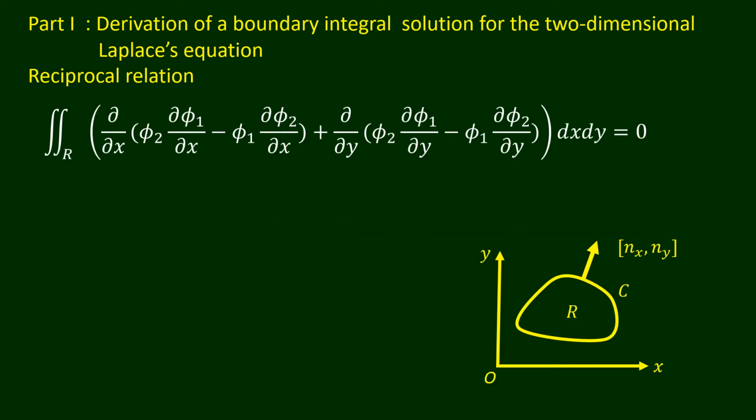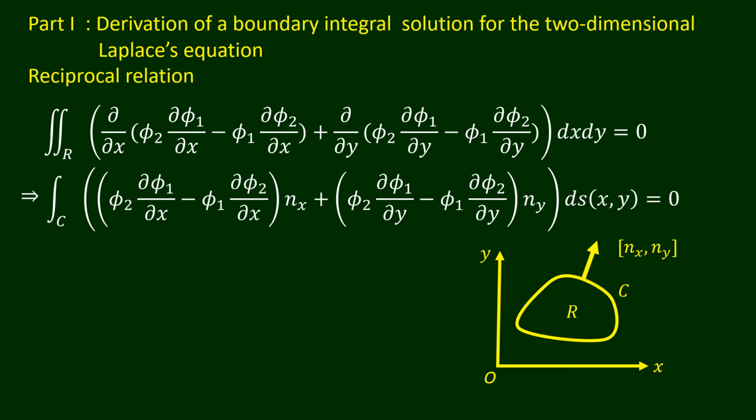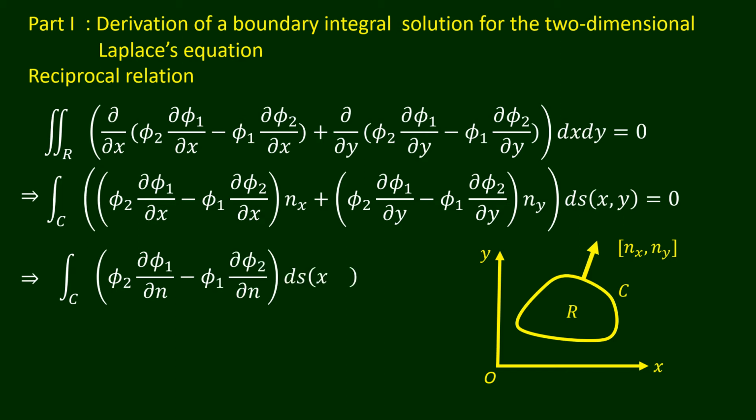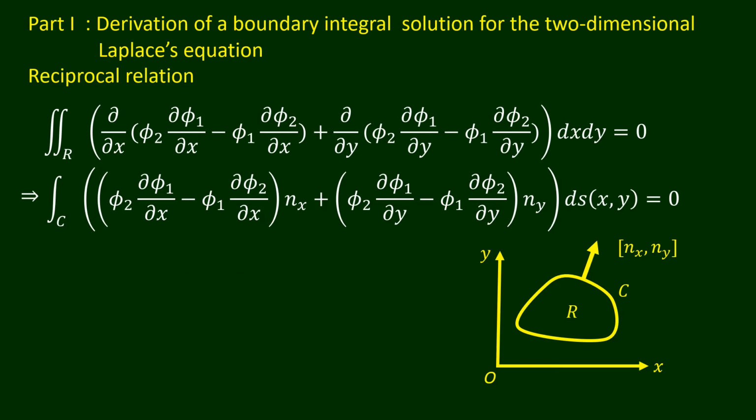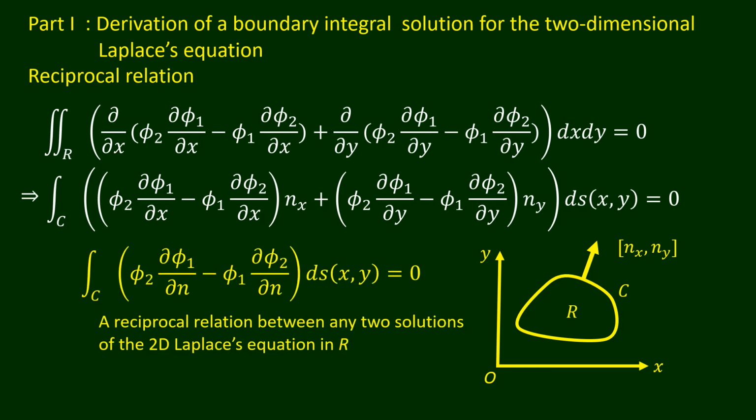We integrate the equation which we have just obtained over the entire region R. We apply the two-dimensional version of the divergence theorem to transform the double integral over R to a line integral over C. We obtain the integral over the curve C of (phi 2 times ∂phi 1/∂n minus phi 1 times ∂phi 2/∂n) ds equals 0. This integral equation gives us a reciprocal relation between any two solutions of the two-dimensional Laplace's equation in R.